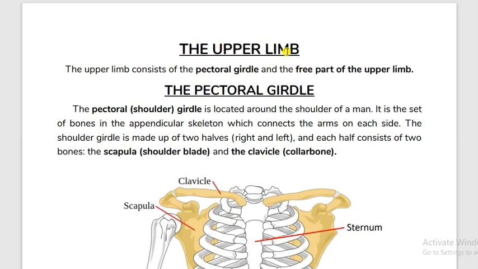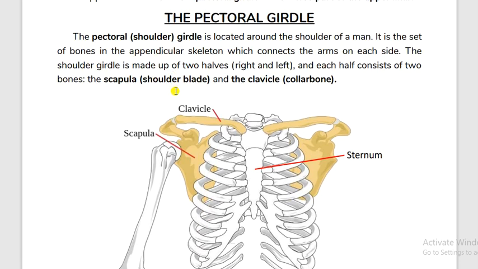The upper limb. The upper limb consists of the pectoral girdle and the free part of the upper limb. Now, talking about the pectoral girdle. The pectoral girdle is located around the shoulder of a man. It is a set of bones in the appendicular skeleton which connects the arms on each side.